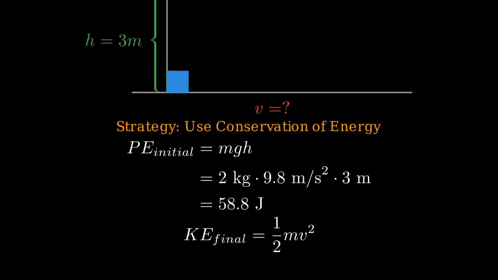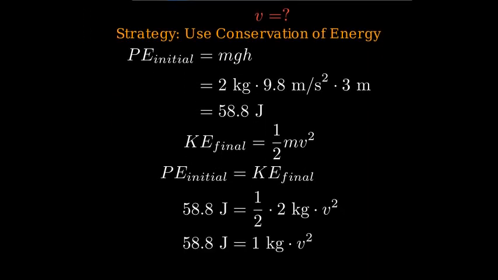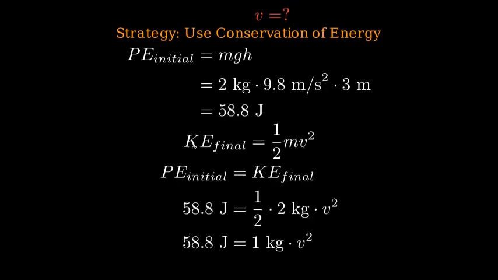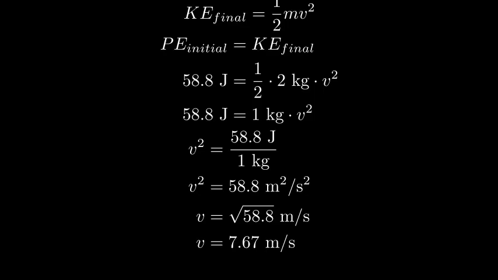At the bottom, the block has only kinetic energy, 1/2 mv squared. Since mechanical energy is conserved, we can write 58.8 joules equals 1/2 times 2 kilograms times v squared. Solving for v, we get v equals 7.67 meters per second.